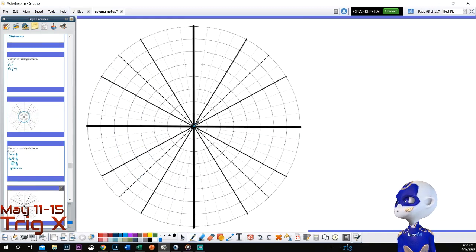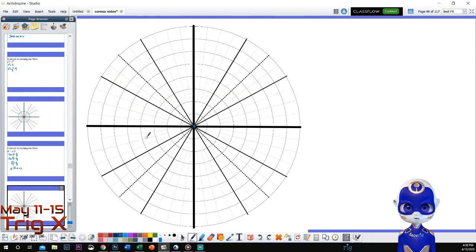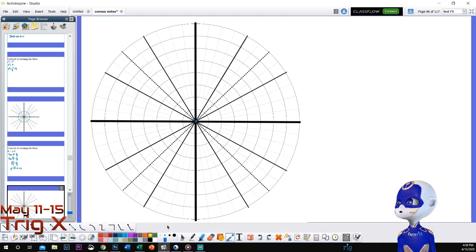With this graph, my y-intercept is here. Now, this is not a rectangular form, so let's go ahead and figure this out. This tells us that our angle is pi over 3. So on this graph, I'm going to graph anything that's on the line pi over 3. So pi over 3 is this line right here. You agree? Yes, good. Okay, so all I'm doing is graphing a line at pi over 3.